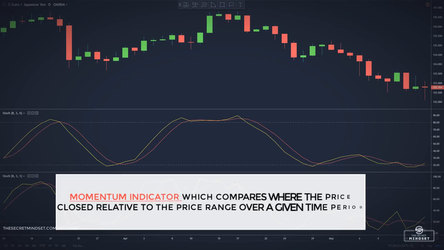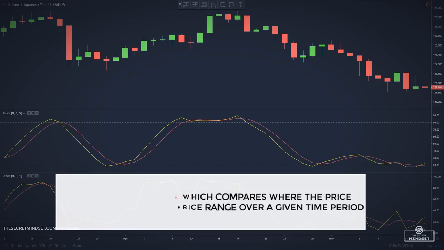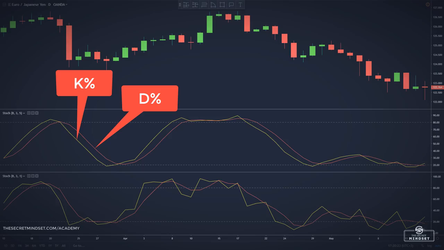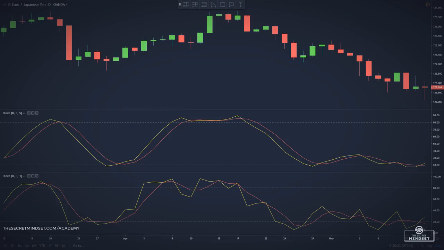The stochastic oscillator is a momentum indicator which compares where the price closed relative to the price range over a given time period. The stochastic is displayed as two lines, the main line called %K and the second line called %D, representing a moving average of the %K. Traders use two types of stochastic, the fast stochastic and the slow stochastic.